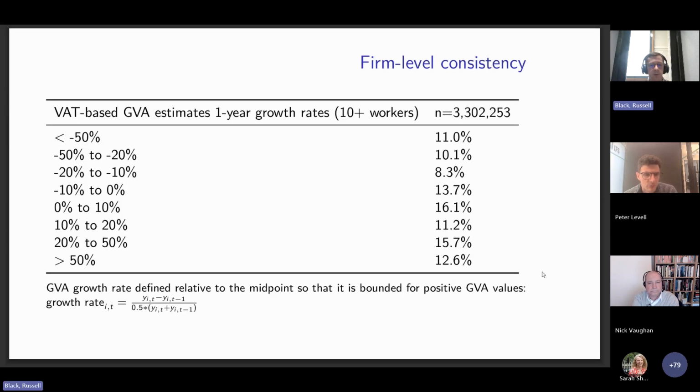This is the distribution of growth rates of GVA across firms. 16% of firms grow between 0 and 10% in 1 year, just to show you firstly what the distribution of growth rates looks like. So it's quite evenly spread. GVA is actually quite volatile.